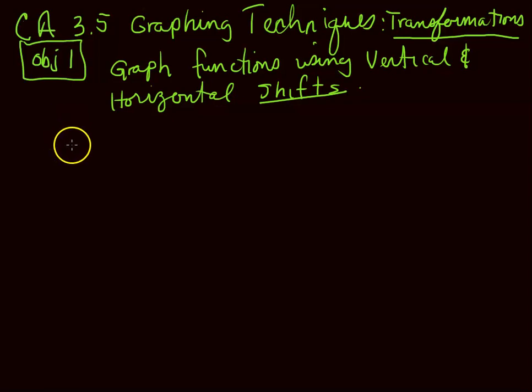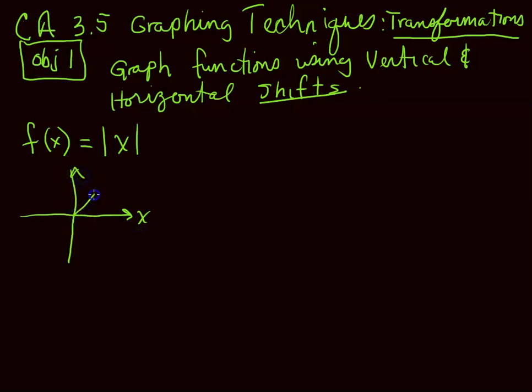Well, they're taking a graph, not changing its shape, but picking it up and moving it up or down or right or left. Vertical being up or down, right or left is horizontal. So if we take, say, a function like the absolute value function, which of course, because you know all your common functions, is graphed, looks like that V stuff, right?